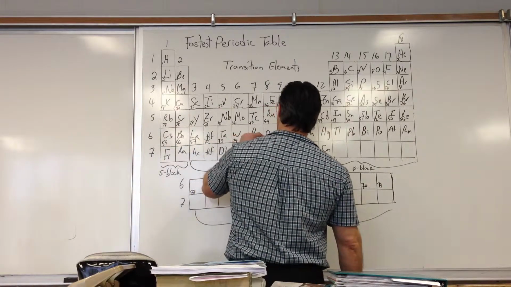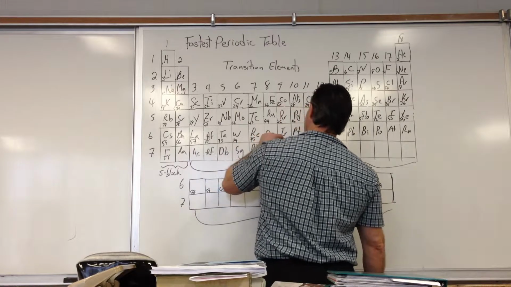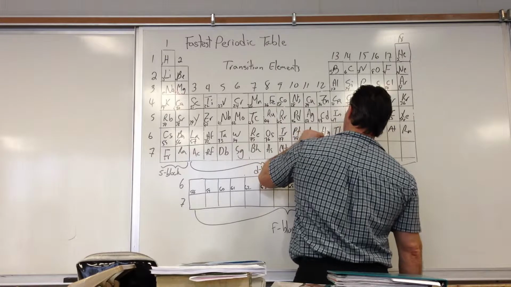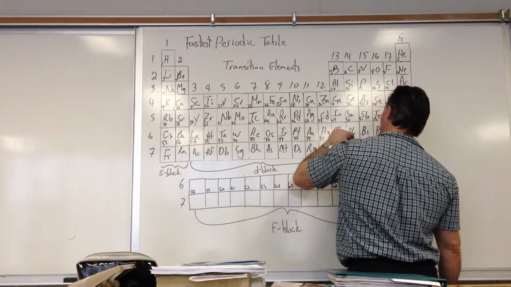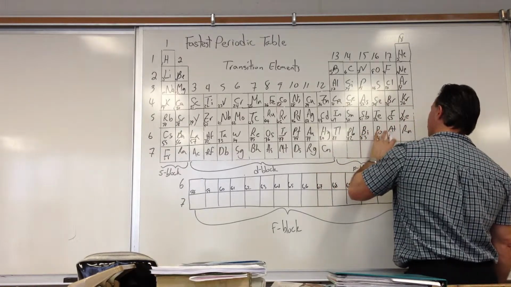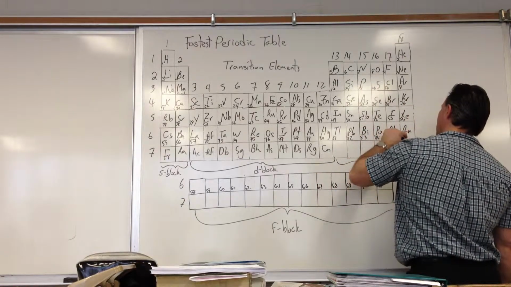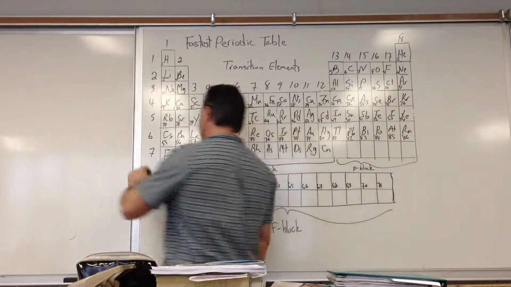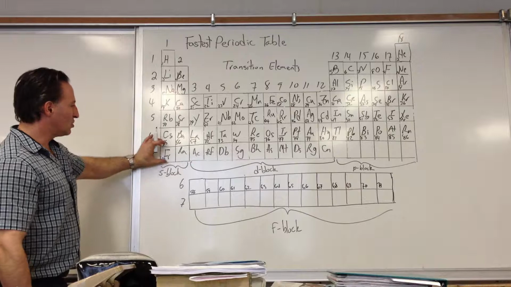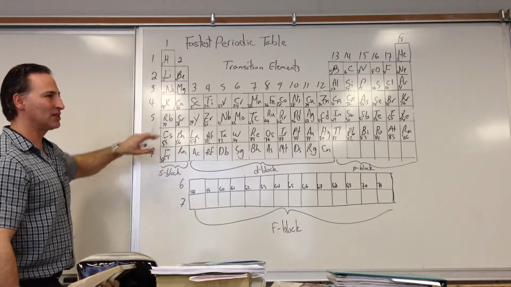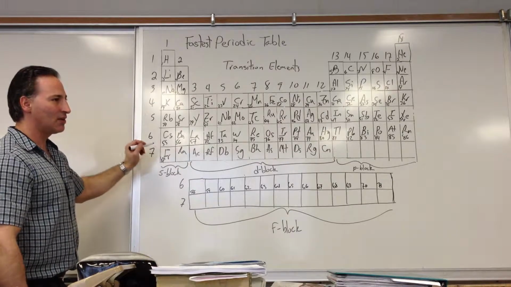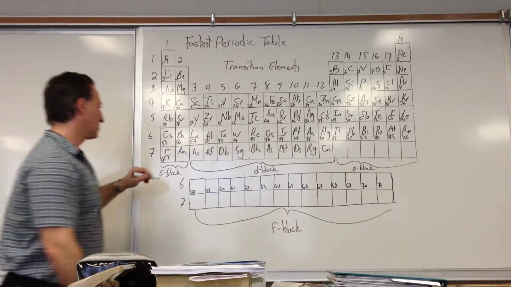75 for rhenium, 76 for osmium, 77 for iridium, 78 for platinum, 79 for gold, 80 for mercury, 81 for thallium, 82 for lead, 83 for bismuth, 84 for polonium, 85 for astatine, 86 for radon, 87 for francium. Francium was never actually discovered on the Earth. They just knew it had to exist because there was a hole missing in the periodic table that had to have 87 protons. So francium was discovered before it was discovered, if you can understand what I'm saying.